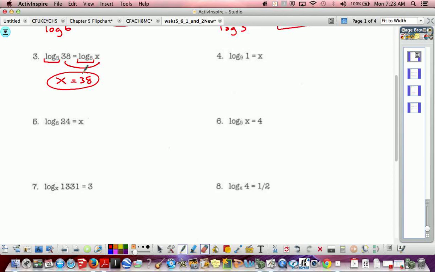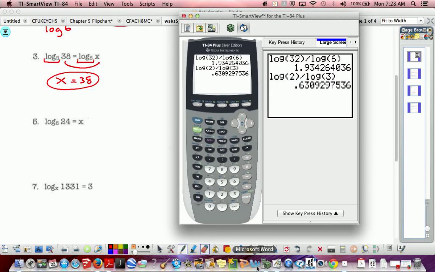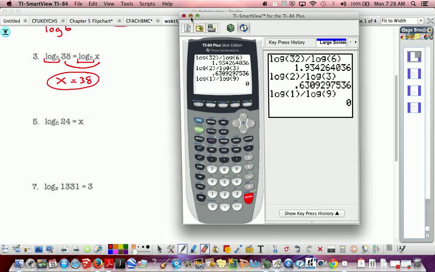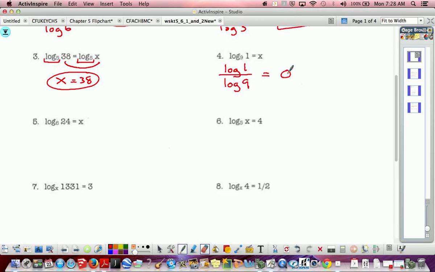On the next one, you can use the change of base here. So you could go log of 1 over log of 9. And when you do, the log of 1 divided by log of 9, you should get 0, which we do. So x is 0.